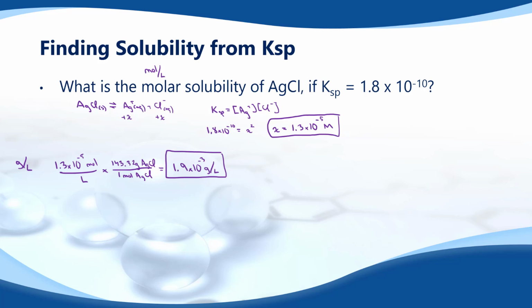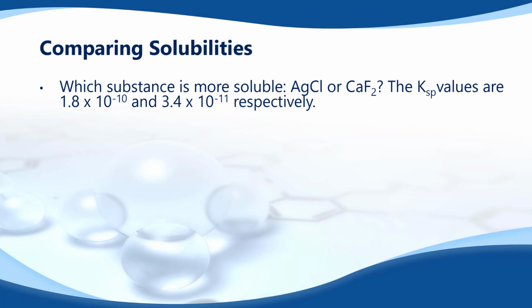Now we can actually make it a little bit more complex, but not much. Right, so we'll try to compare some solubilities here. So AgCl versus CaF2, and I gave you the two KSP values. Now the trick here is you can't just compare the values of KSP to figure out which one is more soluble. Right, so if we look at these, 1.8 times 10 to the minus 10th and 3.4 times 10 to the minus 11th, it would seem that AgCl is more soluble.